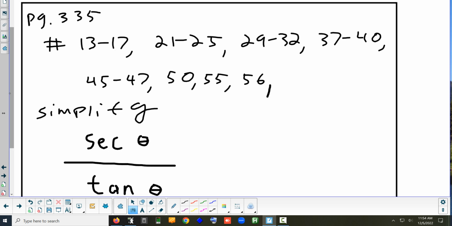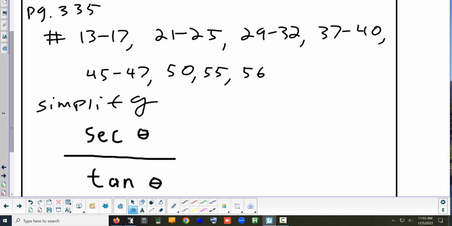Okay, so the homework, most of it's in the book. It's a lot of unit circle problems and calculator questions. So you will need a calculator just to type in quite a few answers. And I'd like you to try simplifying one trig identity, and that's secant divided by tangent. Just try to simplify it as much as you can.